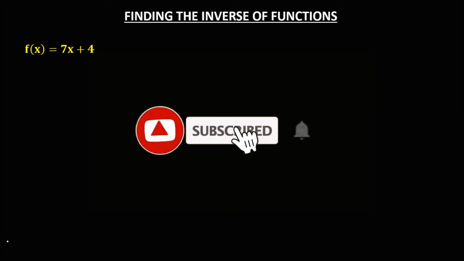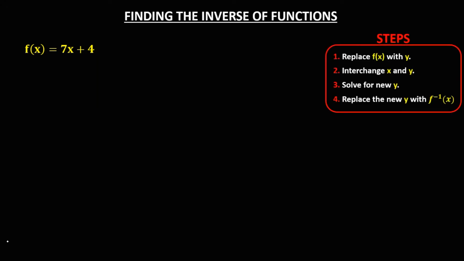Okay, so let's solve this problem. Finding the inverse of a function, these are the steps. From this given function, first, replace f of x with y. So f of x becomes y equals 7x plus 4. Then interchange x and y, so y becomes x equals 7 times y, plus 4.